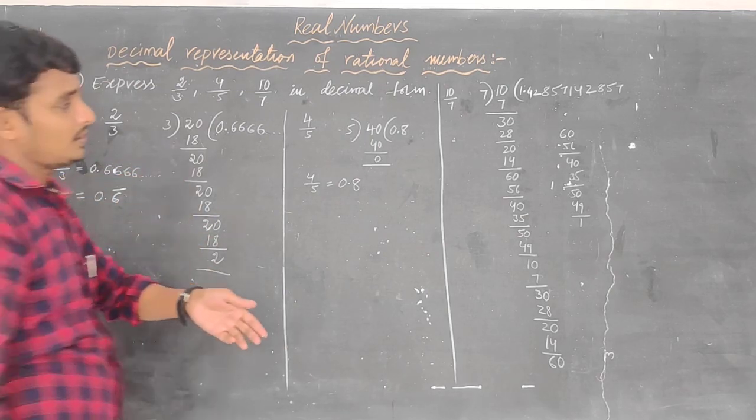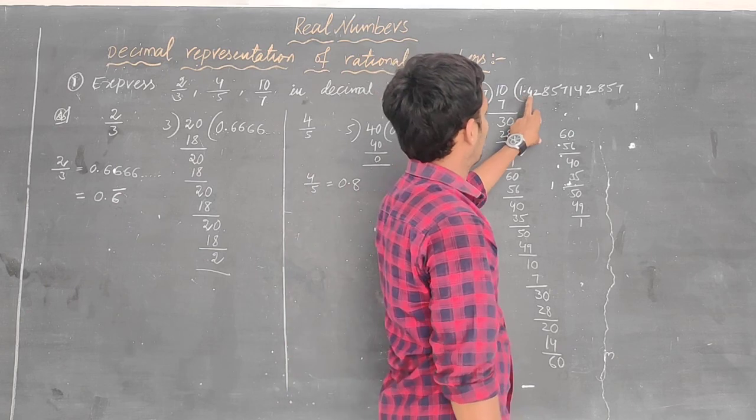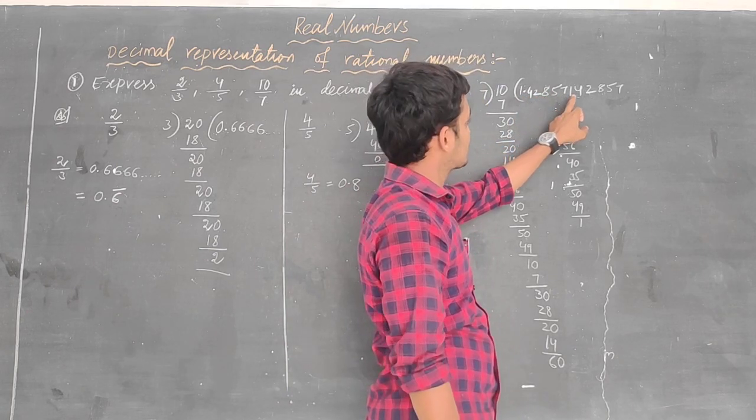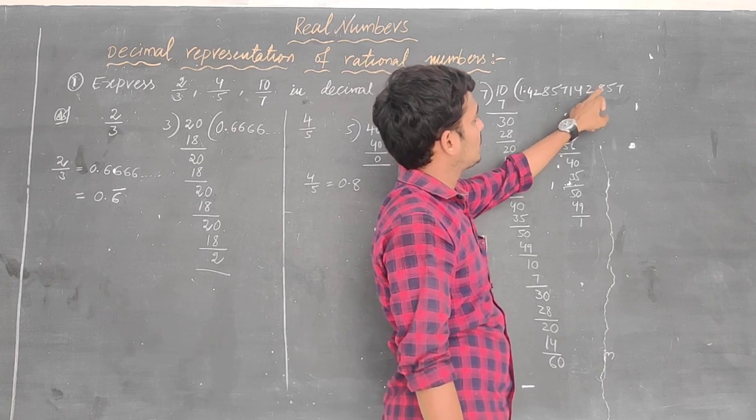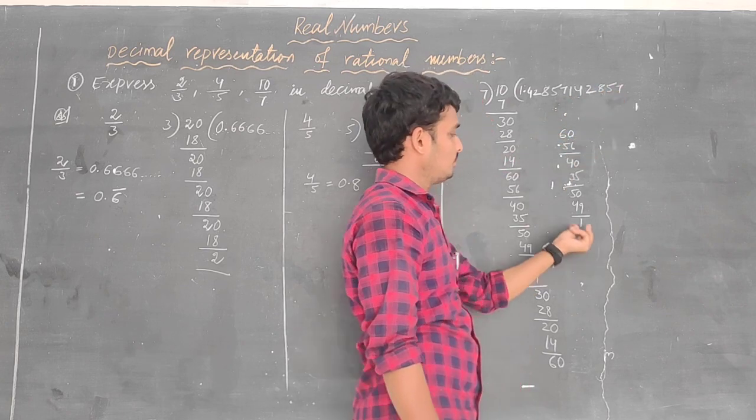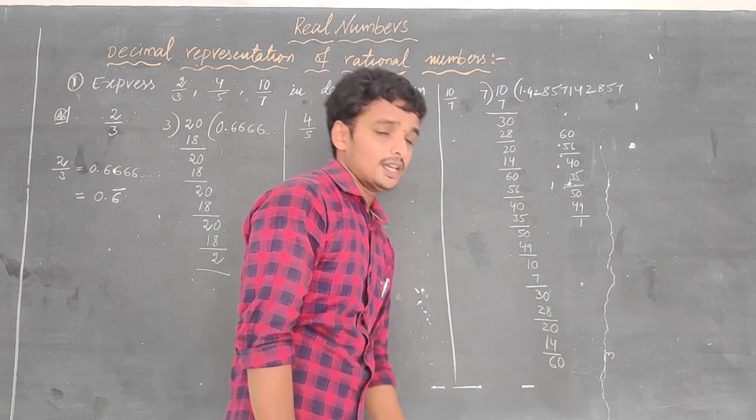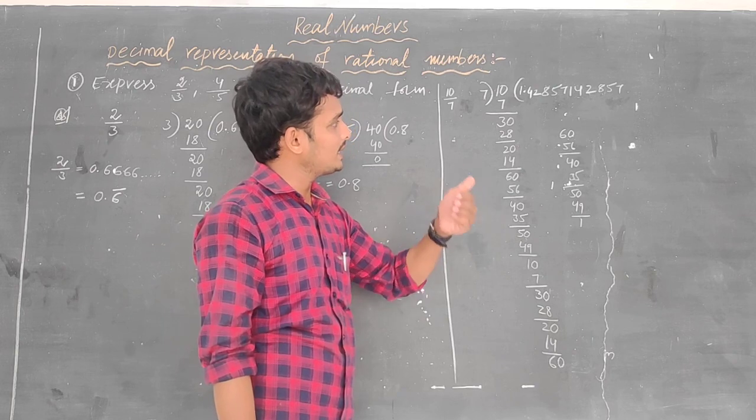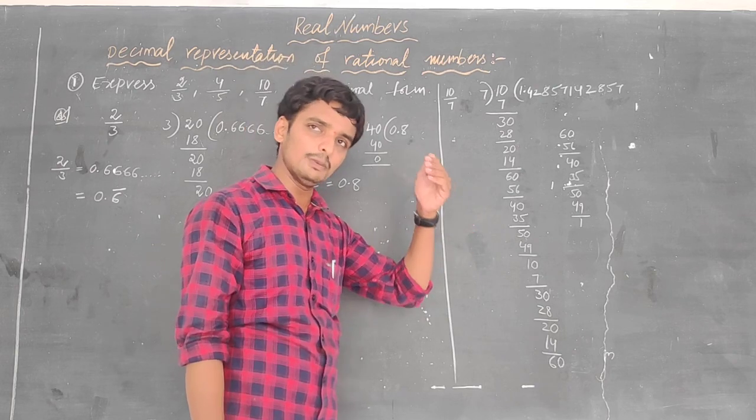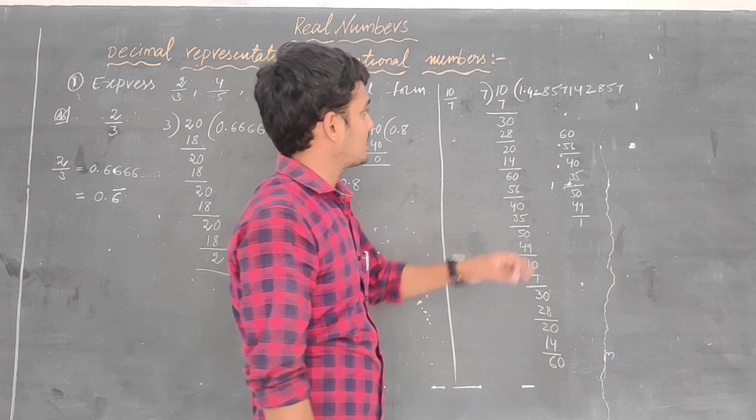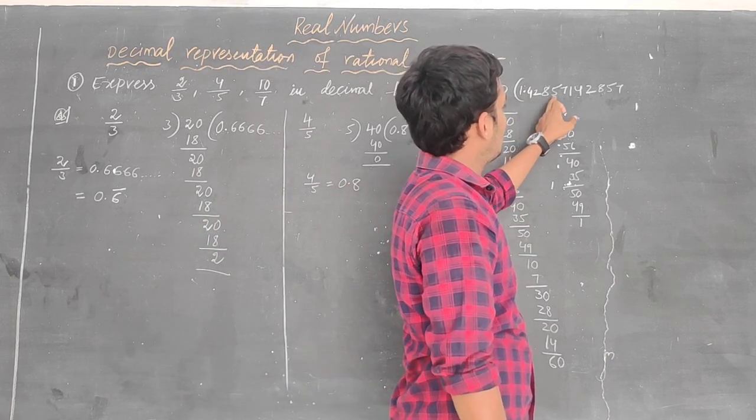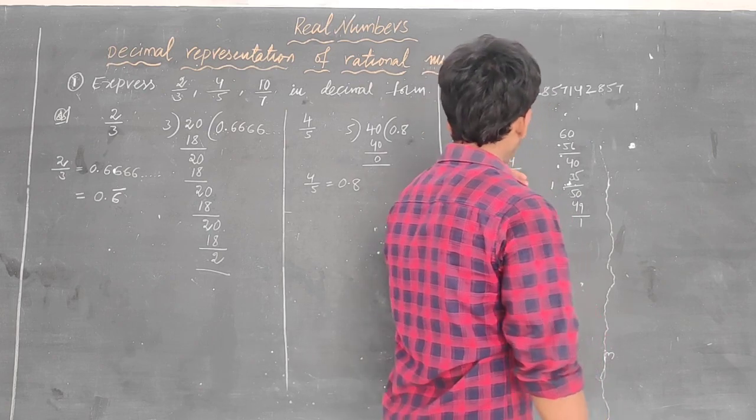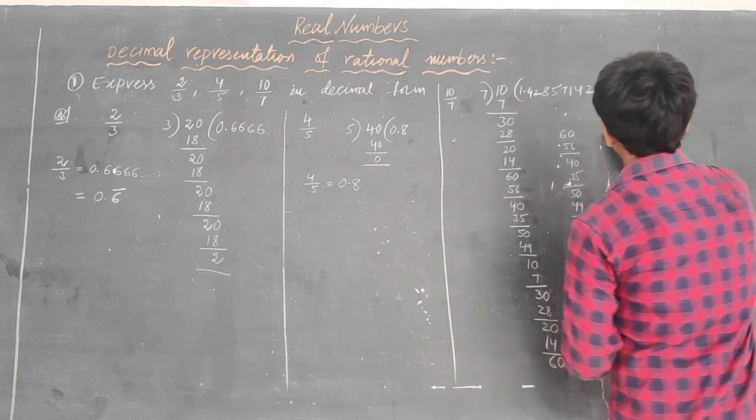If you observe here, 1, 4, 2, 8, 5, 7. Again it's coming 1, 4, 2, 8, 5, 7. If you continue the division process, you will get that again the next digit is 1, after that 4, 2, 8, 5, 7, repeating again and again. So 1, 4, 2, 8, 5, 7 is repeating continuously. That means the decimal expansion of the given number 10 by 7.